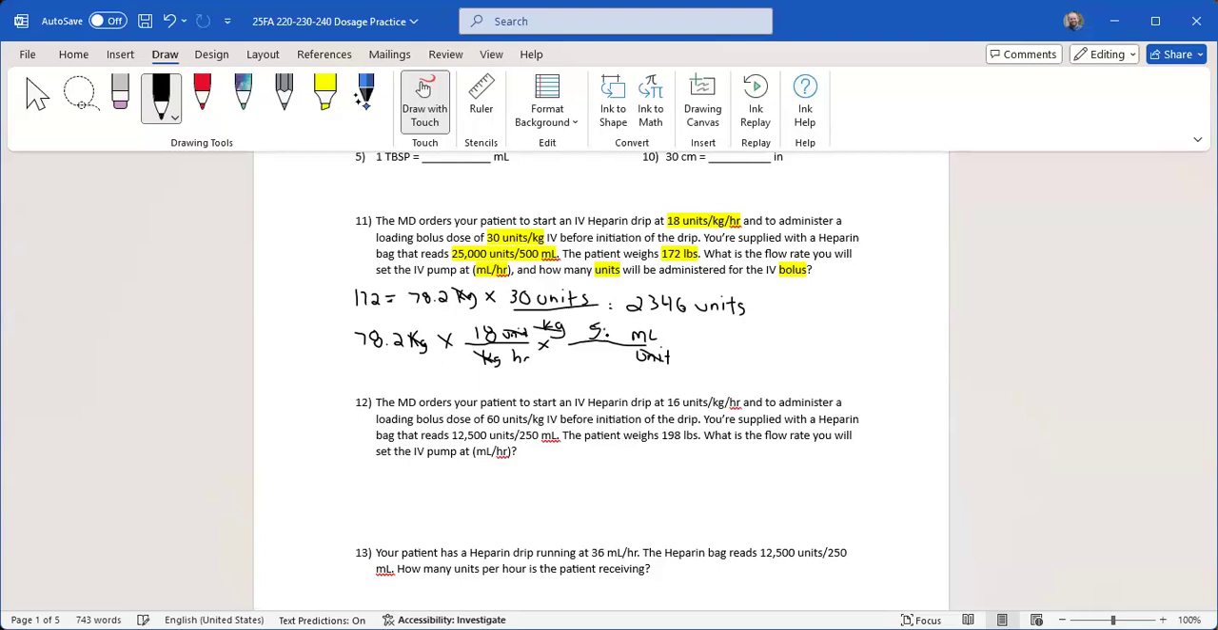I can write, come on. And this is 25,000 units. So it'll be a 5 there. Yeah, I need to erase that. Okay. There we go.